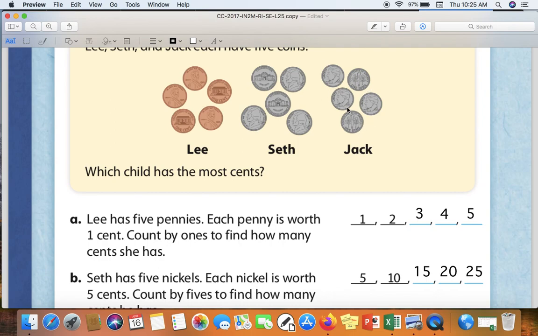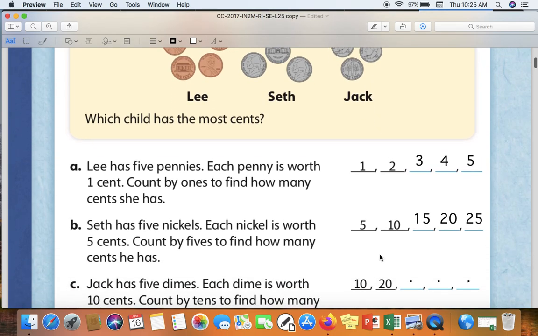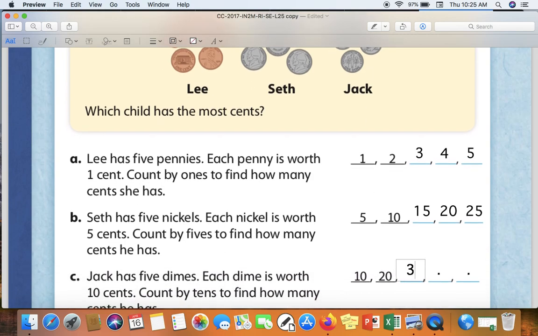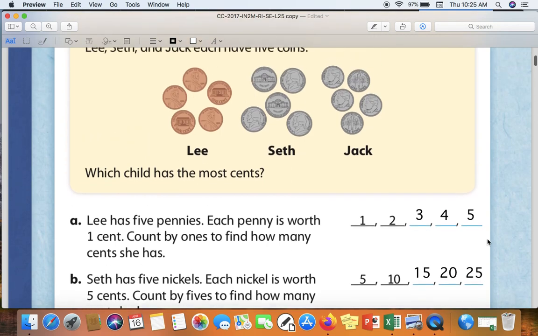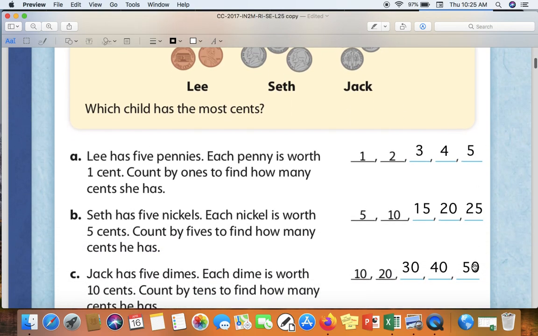Jack has a different coin. Jack has dimes. He has 5 dimes. When we count his dimes, we would say 10, 20, 30, 40, 50. So even though each of them have 5 coins, they all have a different value for their coins.